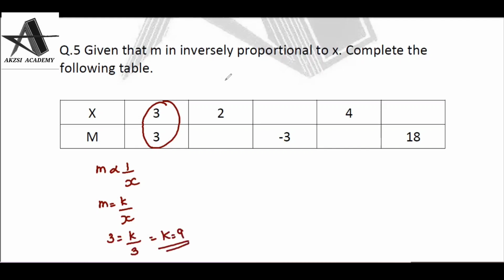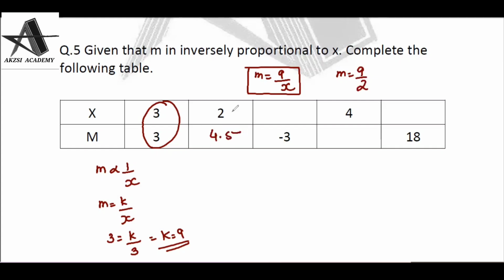If k is 9, our final equation is m is equal to k over x, that is 9 over x. I only need to put the values of m and x in order to calculate the other variable. Here x is given but m is missing. So in this equation, I'll put x equals 2. So m will be 9 by 2, which is 4.5.